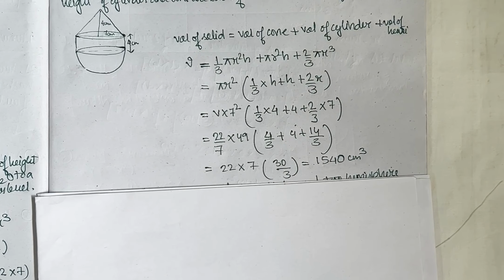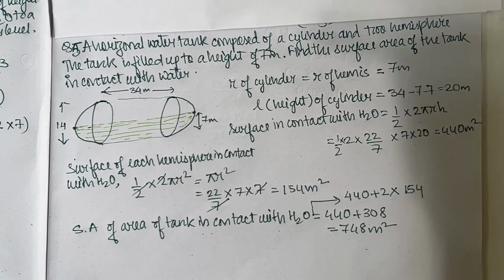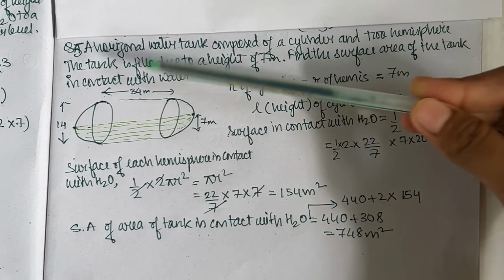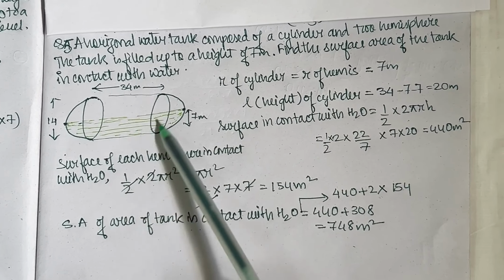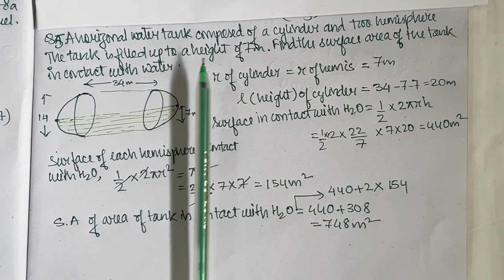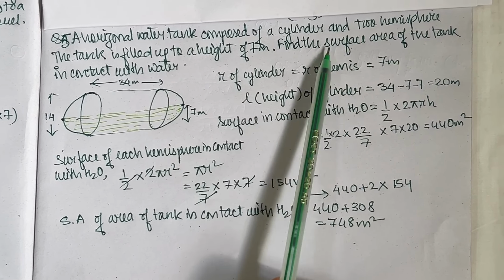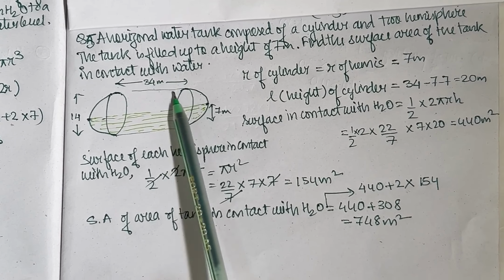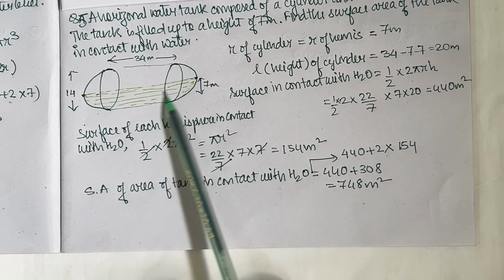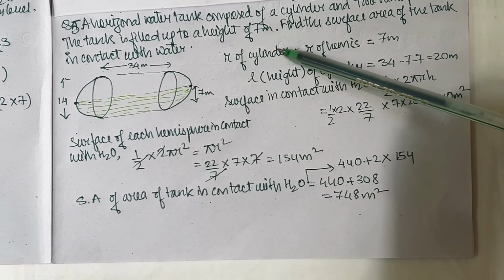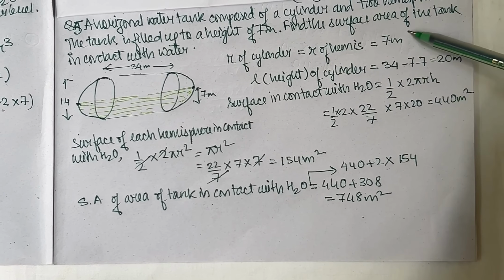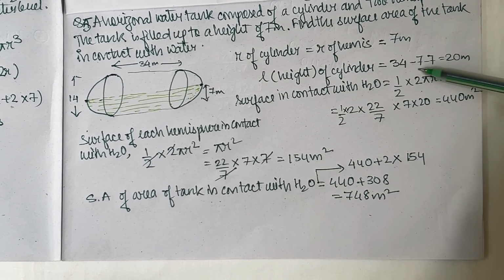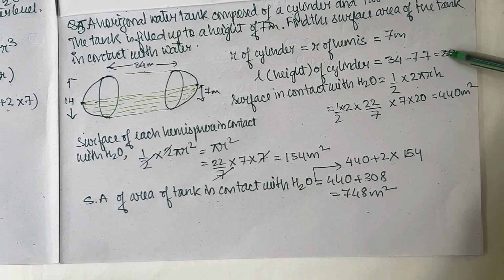Now for the fifth sum, a horizontal water tank composed of a cylinder and two hemispheres, and this is the cylinder. The tank is filled up to a height of 7 meter. Find the surface area of the tank in contact with water. So this is the diagram and this is the water in it. Now we know radius of the cylinder is equal to radius of hemisphere, that is 7. Length or height of the cylinder is 34 minus 7 minus 7, that is 20 we are getting.